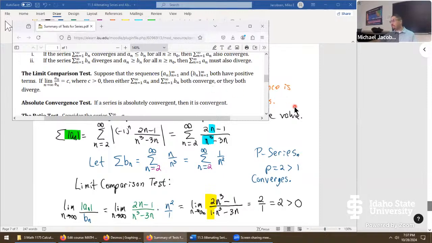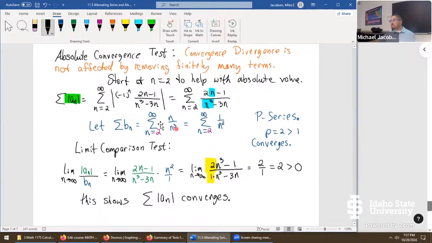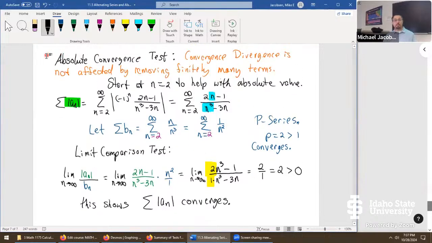Now we can give our conclusion and say, this shows summation an converges. Now, that means right up here, we use the absolute convergence test. We ran through 2 other tests, limit comparison and p-series, but now we're saying summation absolute value of an converges. Here's our overall conclusion. We can now say, therefore, an, that's the original series now.